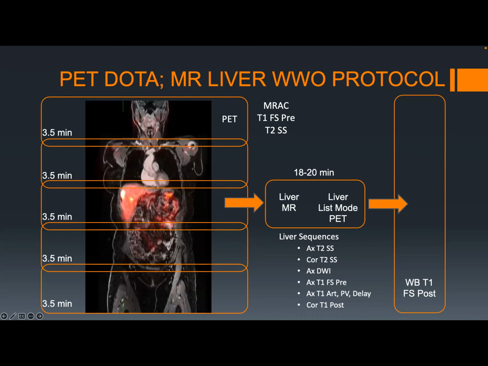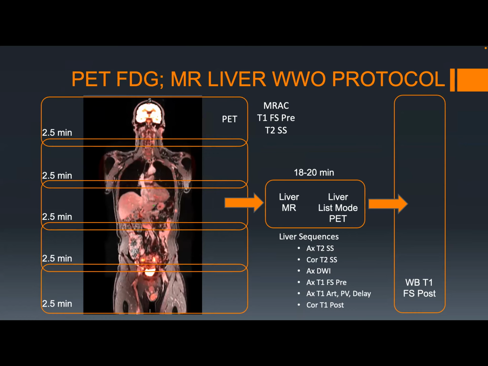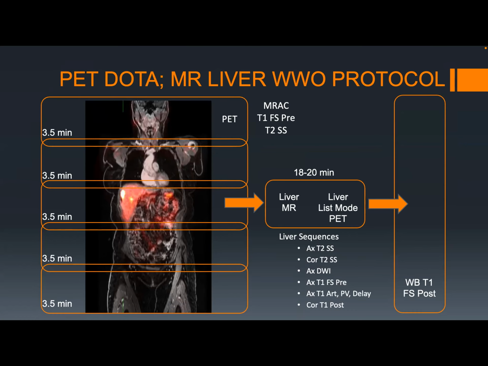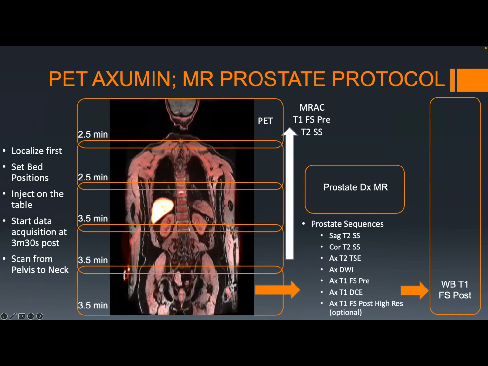Same idea, but with DOTATATE. I believe this is with gallium. So our gallium uses 3.5 or 4 minutes, just kind of depends on BMI. Same idea, we do the whole body first, then we come back to the liver, then we do the whole body post. So that's kind of the model for doing a whole body and a region-focused exam in one session. The total time is around 38 to 40 minutes for this one. It's a little bit longer just because of the gallium requirements. So that's how it goes.